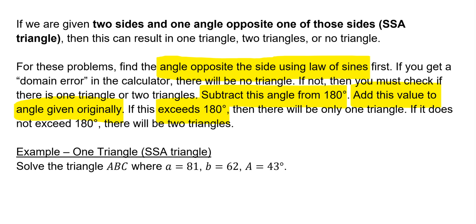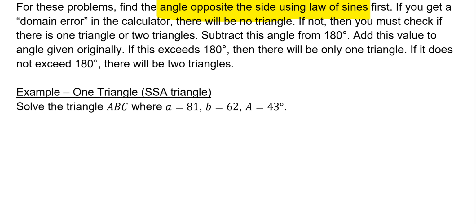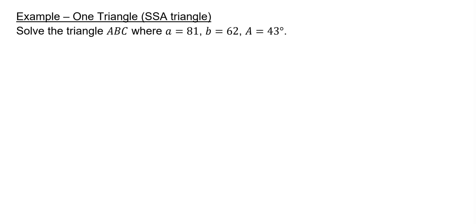So we'll see why this is when we see these two examples in a second here. But once you subtract the angle from 180 degrees that you just got, that's going to be the second triangle's angle. So let's just jump into an example just so we can see how this works, so it makes a little more sense. So let's say this is going to be the example where we just end up getting one triangle.